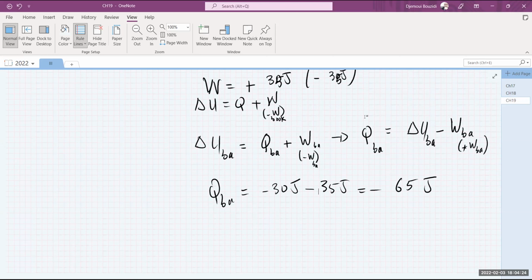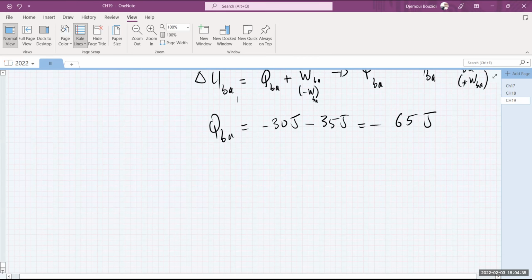Okay. So part C, if U A is equal to 0 and U D is equal to 8 joules. Remember, we've been dealing so far with differences in energies, but now they tell you to take U A to be 0 and take U D to be 8 joules.